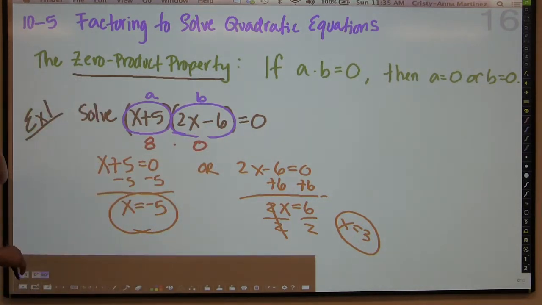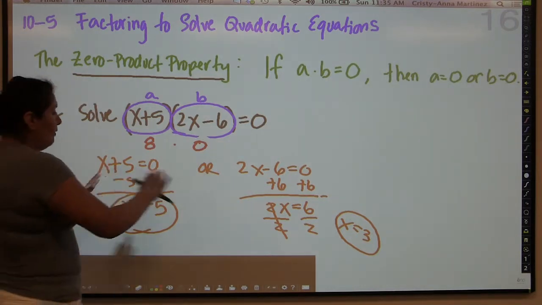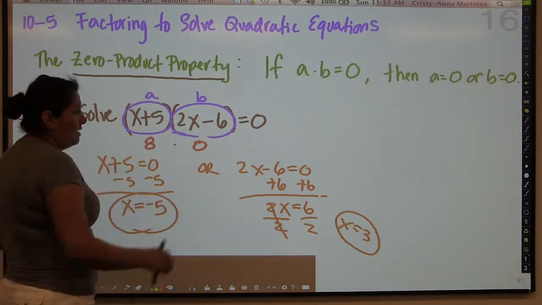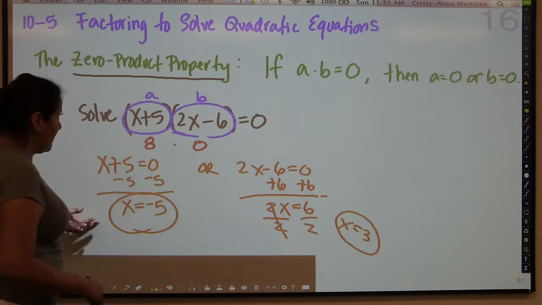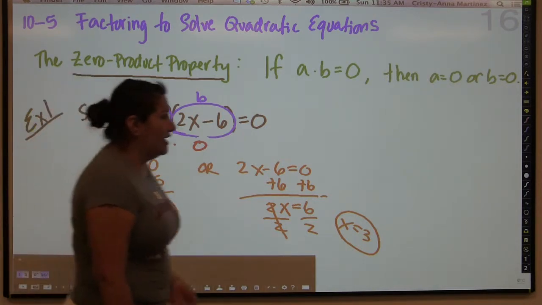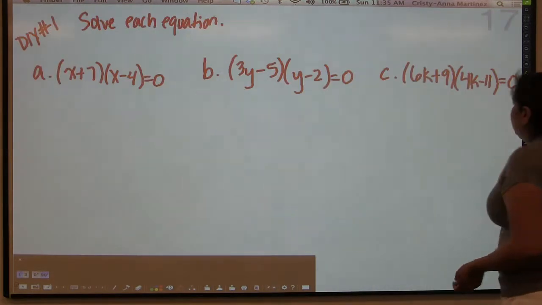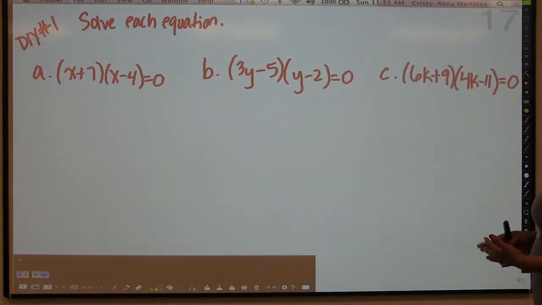So factoring to solve quadratic equations requires that you take the quadratic, factor it, separate it into two separate cases, and then solve them separately. And those will be your solutions. So in this case, our answers are negative 5 and 3. So you are going to try a few on your own. Again, they're already factored for you.